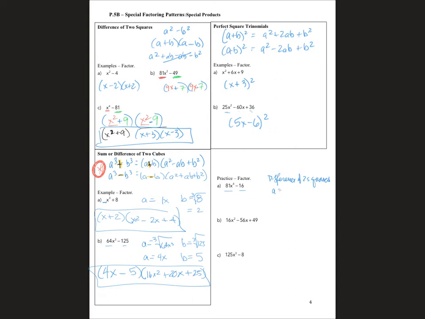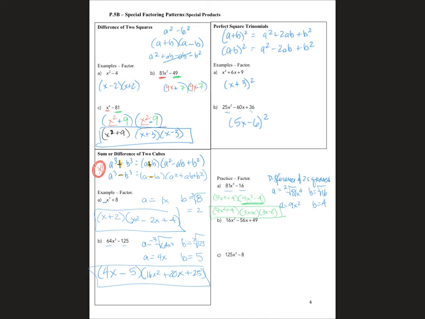So a is the square root of 81x to the 4th. B is the square root of 16. So a is 9x squared. B is 4. So if I factor this, I'm going to get 9x squared plus 4 times 9x squared minus 4. While the first binomial is prime, this one can be factored further as 3x plus 2, 3x minus 2. It's again the difference of two squares. So it's the difference of two squares twice.